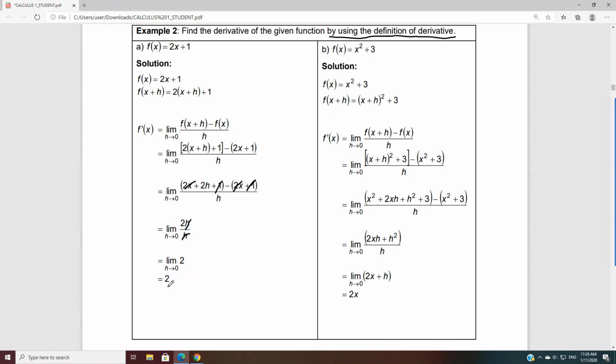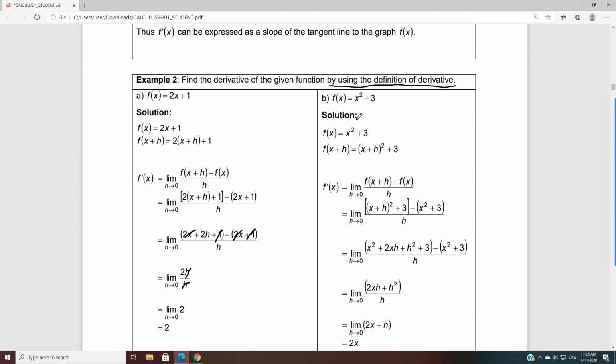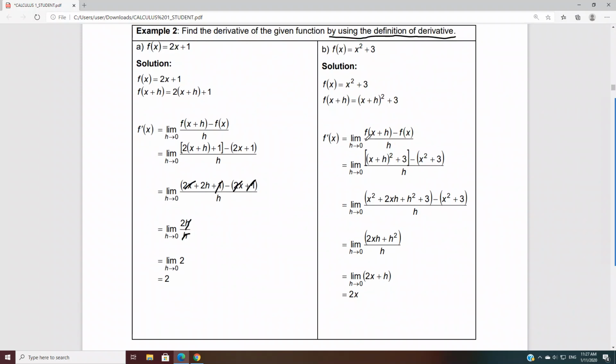So it equals 2. Okay, so for b, f of x equals x square plus 3. So f of x is still x square plus 3. Then f of x plus h equals x plus h square plus 3. So you need to substitute x with x plus h, then square, plus 3. Okay, so f prime x equals limit h tends to 0. Here we're using the definition of derivative formula: limit h tends to 0 of f of x plus h minus f of x over h.